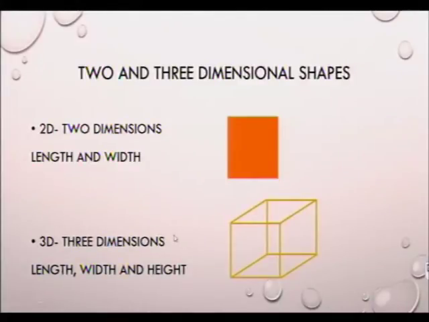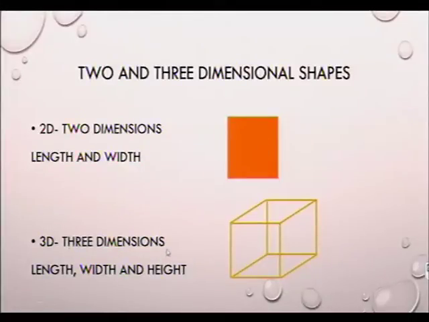2- and 3-dimensional shapes. Very important that we should know the difference between a 2-dimensional shape and a 3-dimensional shape, because I need to be able to identify from a group of shapes which ones are 2-dimensional and which ones are 3-dimensional. 2-dimensional, there are only 2 dimensions involved here: length and width. We only have 2 dimensions, length and width. I usually call it a flat shape.